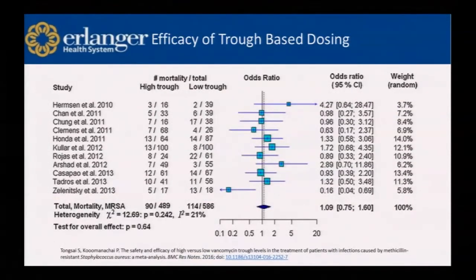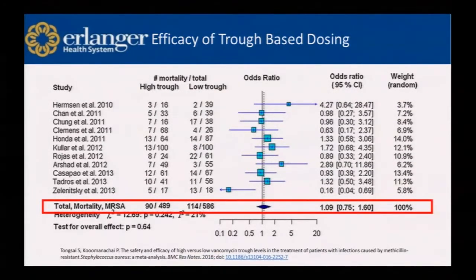This meta-analysis also looked at mortality, comparing high to low trough-based dosing. Again, high trough greater than 15, low trough less than 15. Mortality across all studies was defined as within 30 days all-cause mortality, and they did not find a statistically significant difference when comparing high trough to low trough in the pooled odds ratio of 1.09.